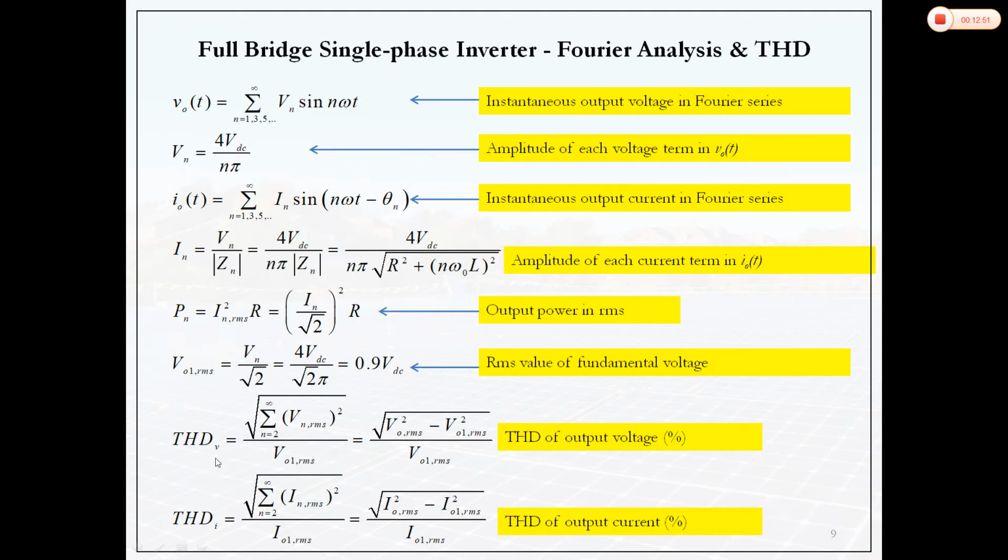Similarly, we can find the total harmonic distortion. It was the square root of the sum of all the harmonic components squared, divided by the fundamental RMS component. In other words, if we remove the fundamental component from the output waveform, we have the harmonic component, and we divide by the RMS value of the fundamental component. Similarly, we can define total harmonic distortion for the current.